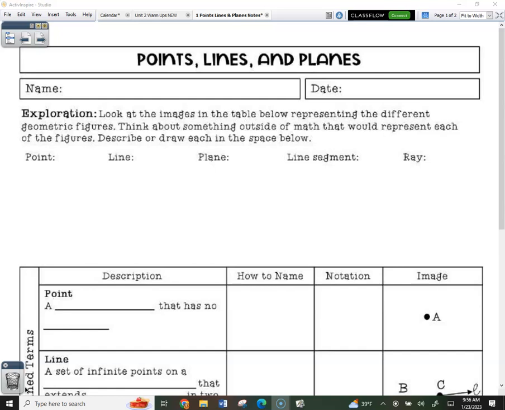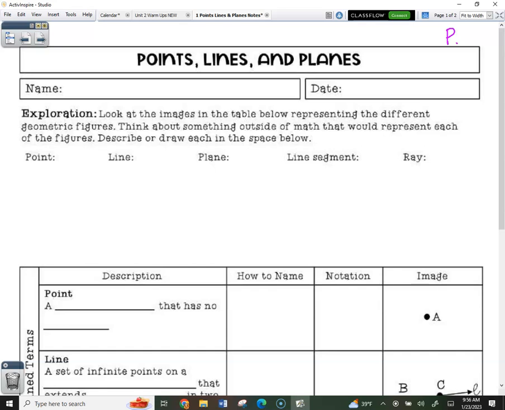All right, so we're starting Unit 2. This is where we're actually starting the geometry content. Last unit was more of wrapping up Algebra 1, learning how to multiply polynomials. Now we're in the actual geometry part.